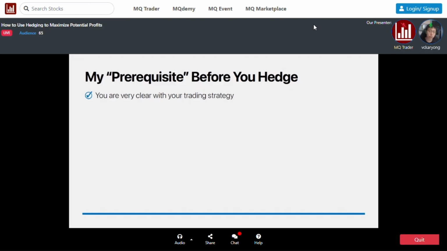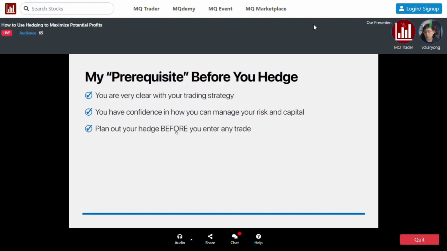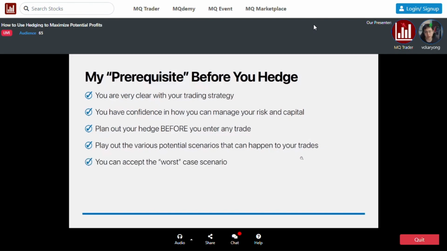The management of risk is actually the hedge strategy. But before you even reach that, you need to have your trading strategy. You need to have the confidence in knowing how you can manage your risk and capital, and of course the psychology behind it as well. This one is also very important. As I mentioned just now, you need to plan out your hedge before you enter any trade. The idea is it's not to decide after you have a trade. This is part of your trading plan itself. I just want to make that very clear.